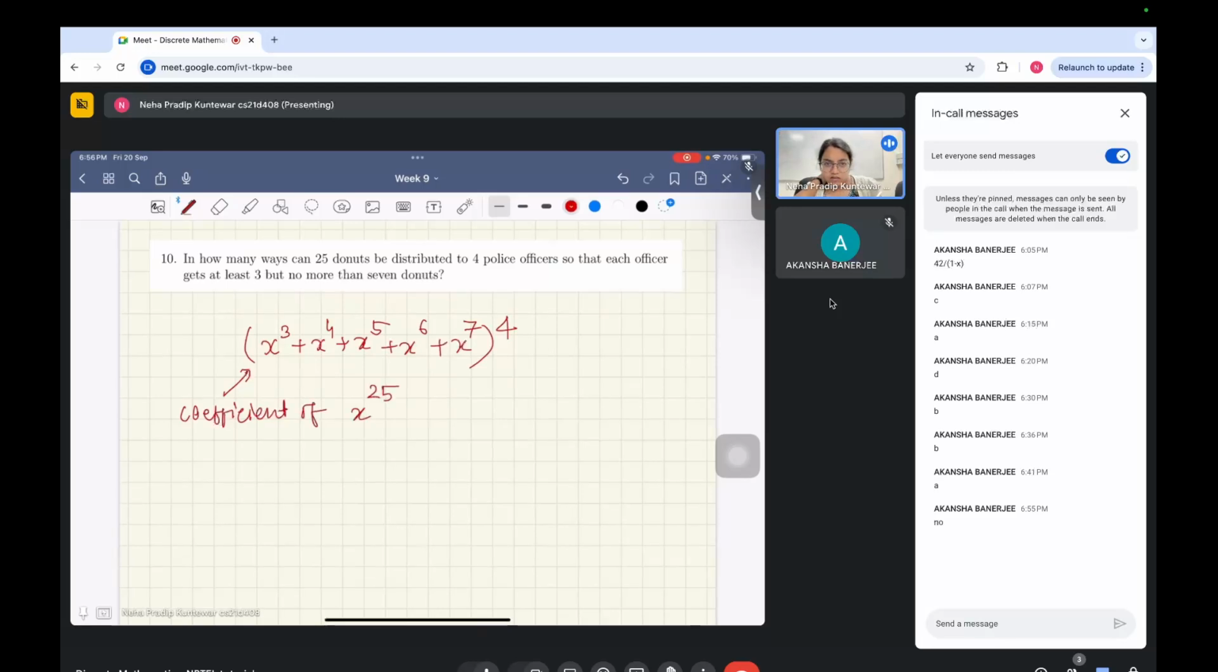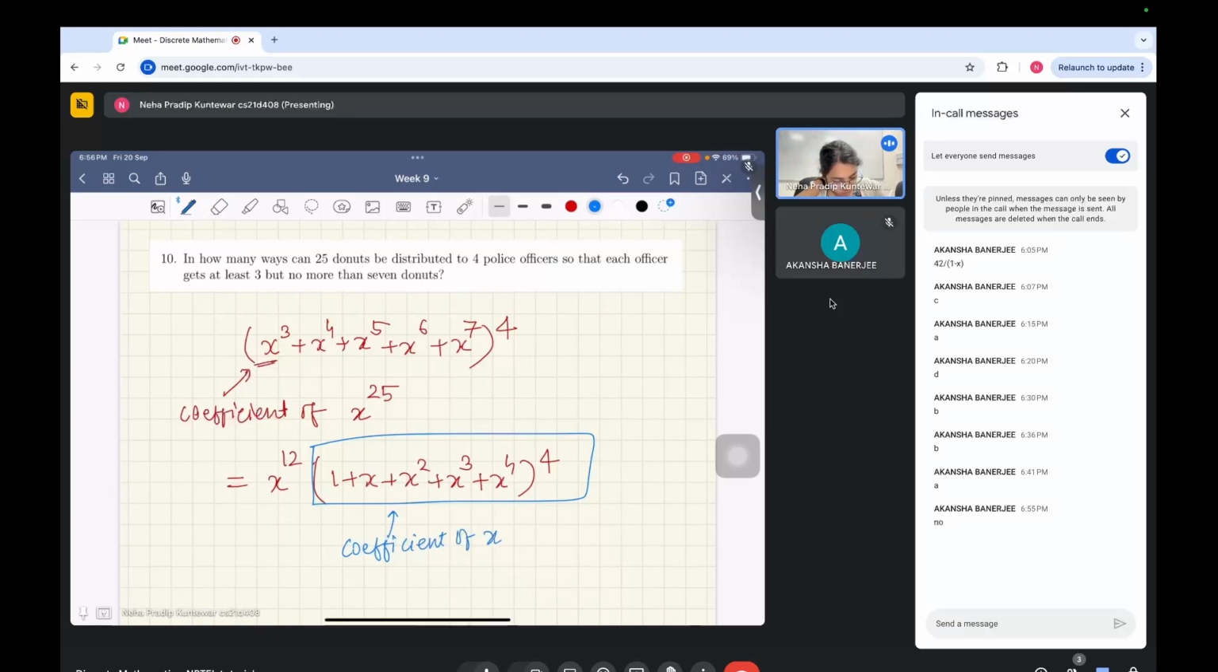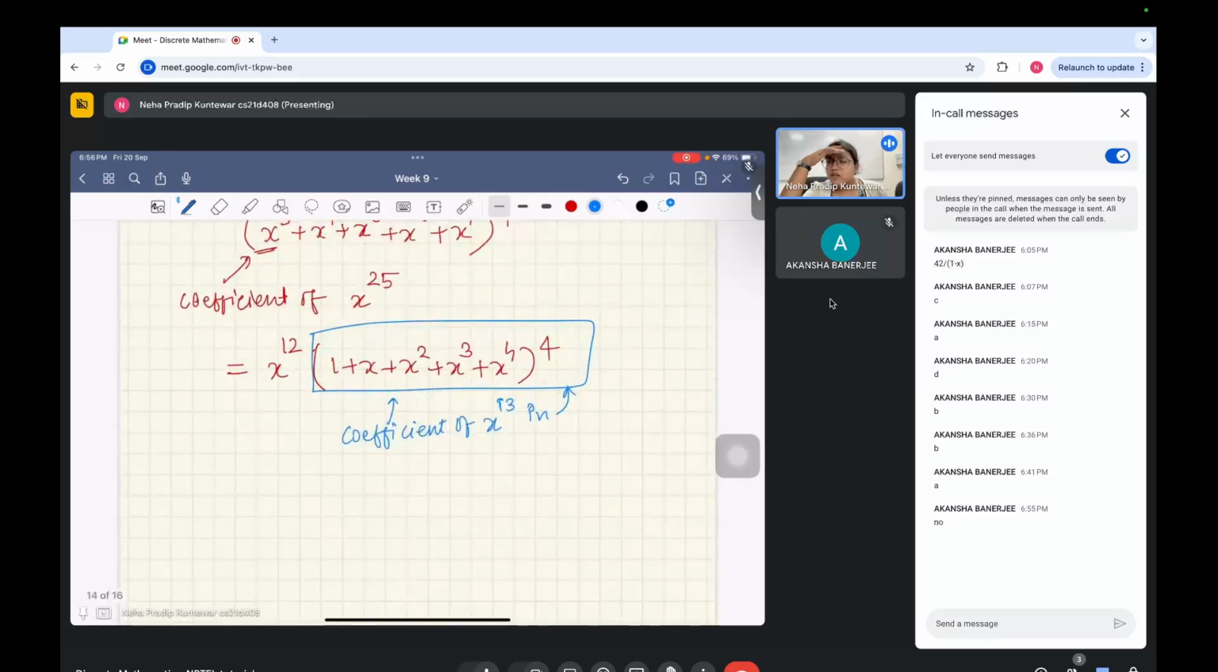So we will do the usual trick. x cube is common amongst all of them, so you take that out. So you have x to the 12 times (1 plus x squared plus x cube plus x to the 4) whole to the 4, and we are looking for x to the 13 in this expression.